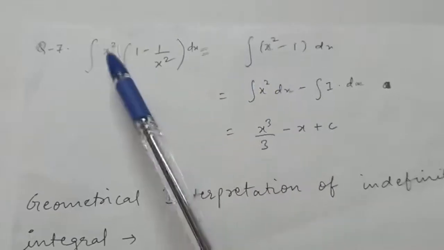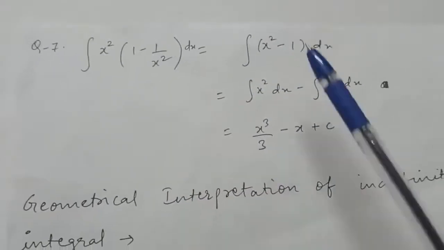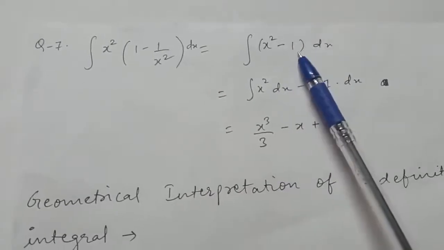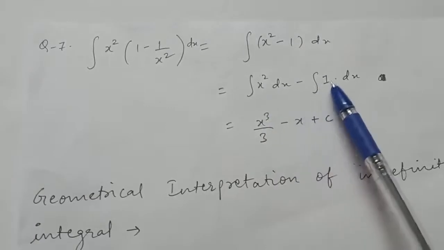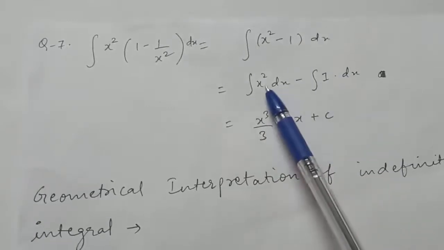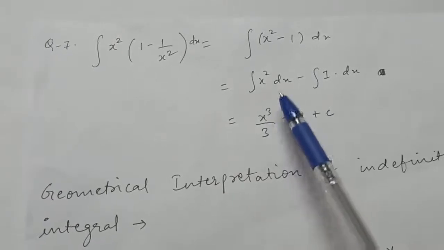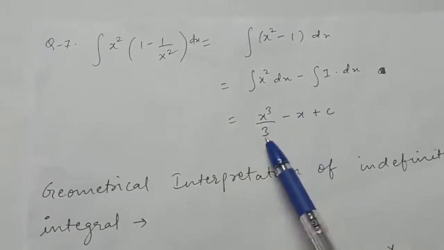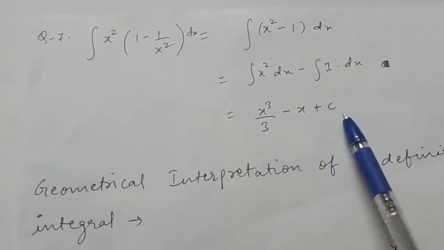Question number 7th is integral of x square into 1 minus 1 upon x square with respect to x. So multiply this x square with both of these terms. So you will get x square minus 1. Now this can be written as integral of x square minus integral of 1. Integral of x square will be x raised to the power 2 plus 1, which is 3, upon 2 plus 1, which is 3, minus x plus c.